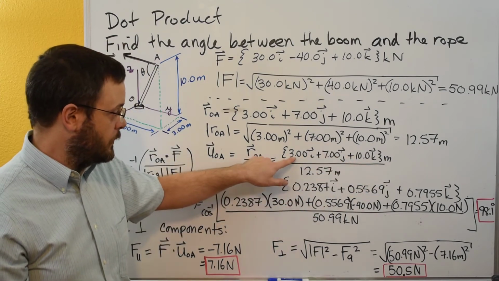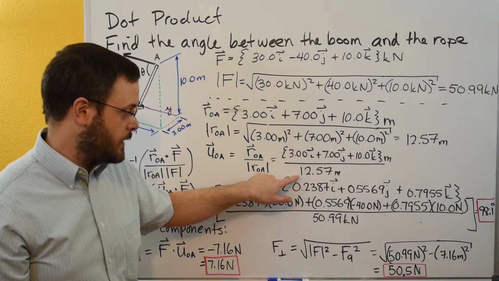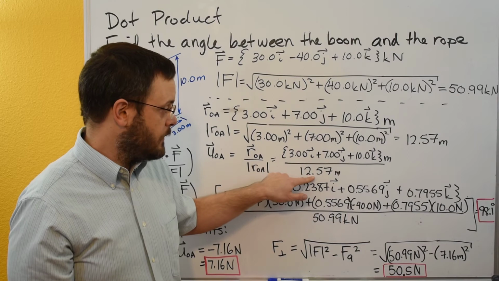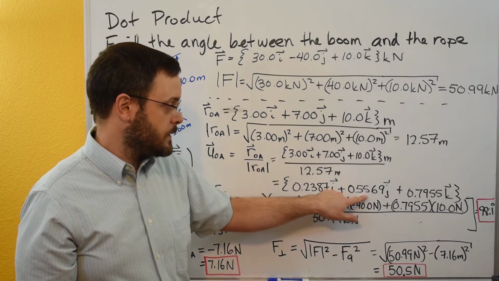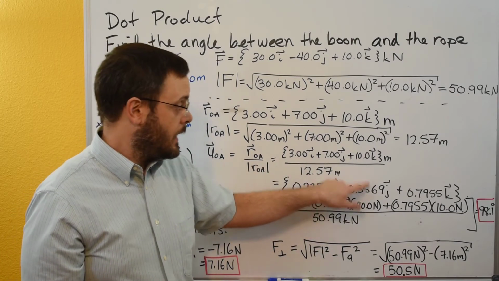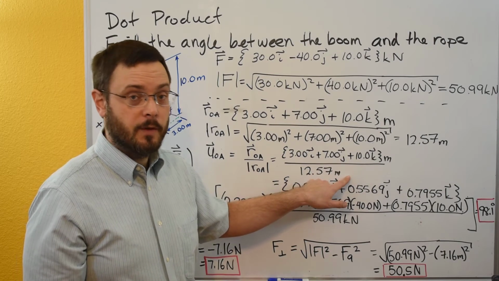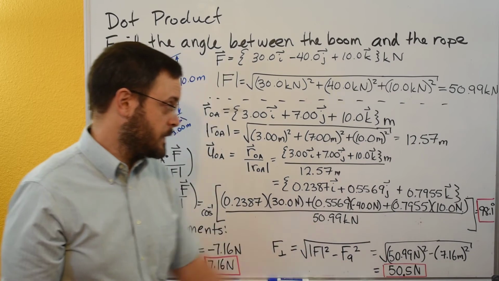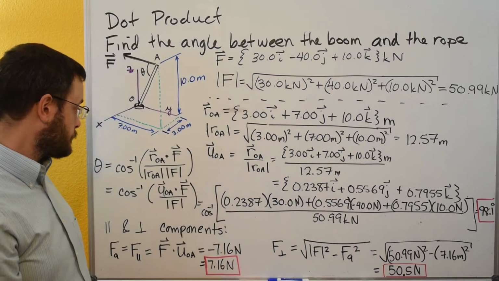So we're going to do 3 divided by 12.57, which gives us 0.2387. 7 divided by 12.57 gives us 0.5569. And then 10 divided by 12.57 gives us 0.7955. So those are our 3 components.